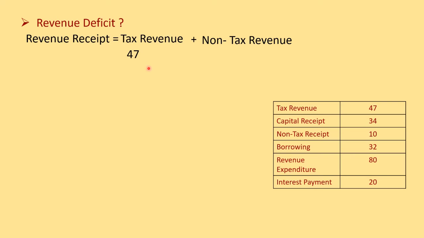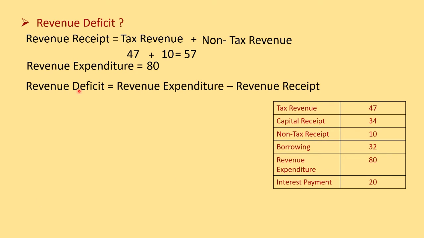Tax receipt is 47, non-tax receipt is 10. So the total revenue receipt is 57 crore. Now let us see what is the revenue expenditure. Revenue expenditure is directly given to us. It is being given over here. Revenue expenditure, that is 80.